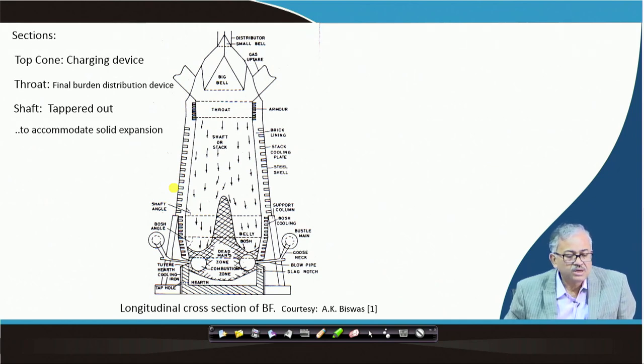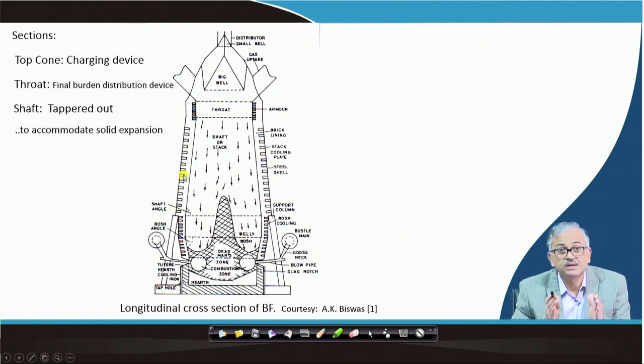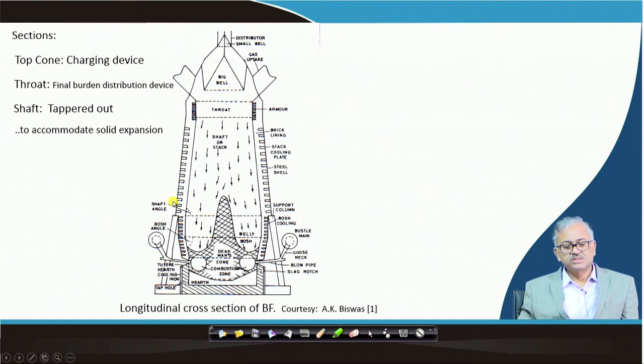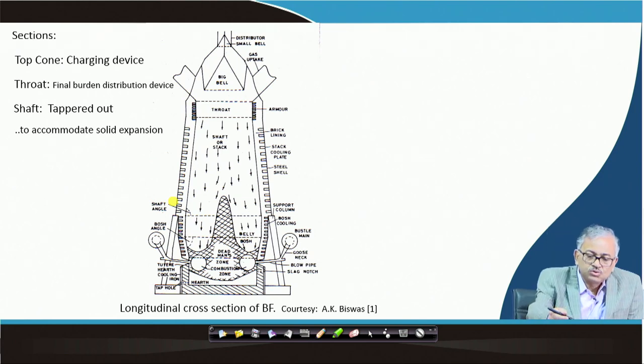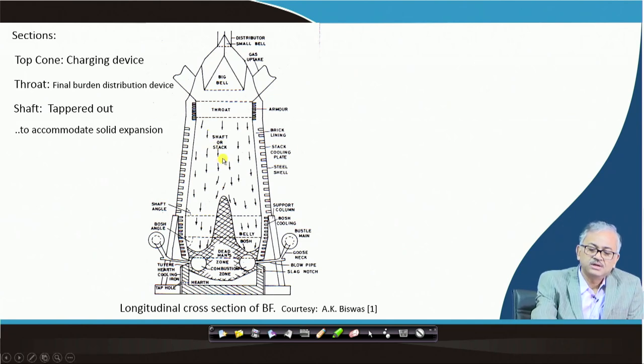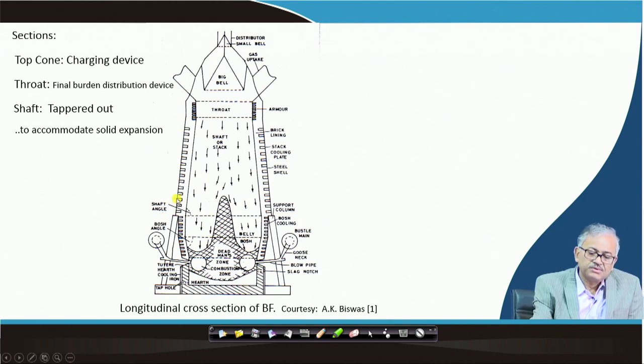Also you can find that the stack is tapered out. It is not perfectly cylindrical, it is basically a cone. This taper is to accommodate the expansion of the solid, because the cold solid comes down and the hot gas moves up. It is a counter-current gas solid reactor, and there is an exchange of heat. As a result, the solid gets preheated in this zone as it comes down, and obviously it will expand in volume. To accommodate that volume, you should have this type of tapering on the shaft.